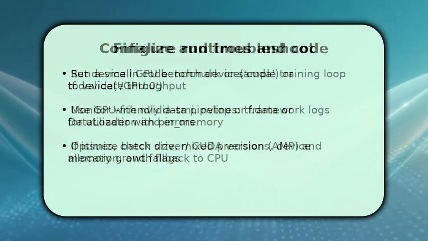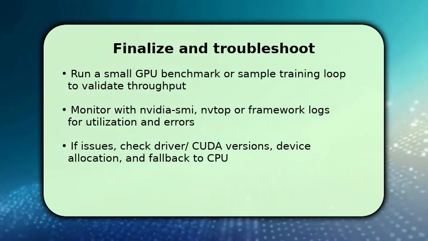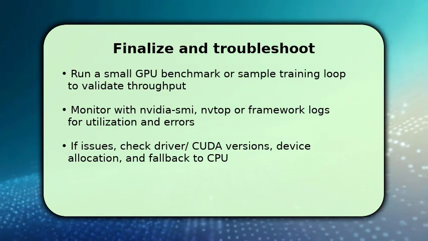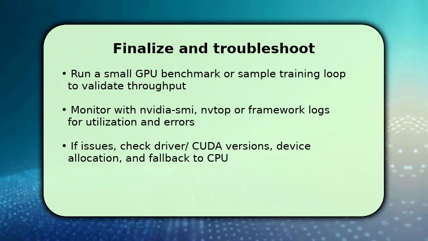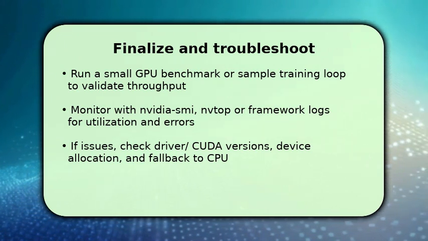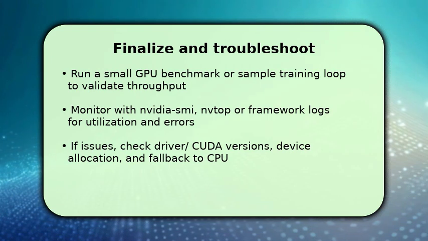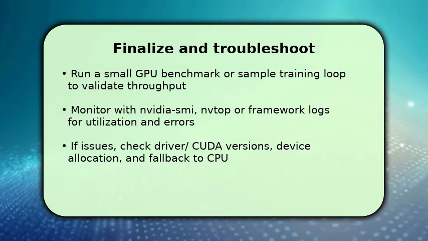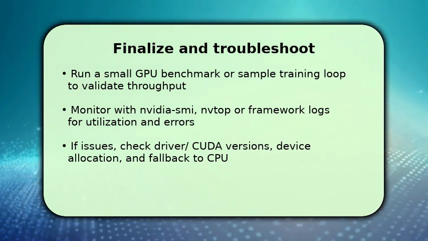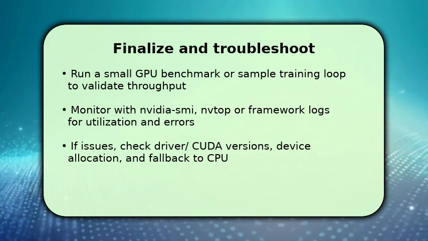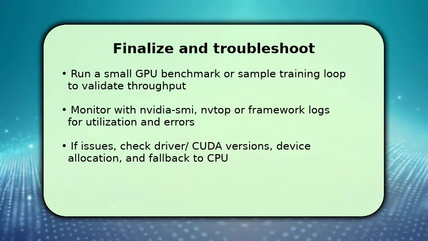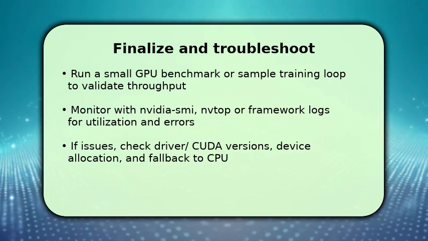You finish by validating and monitoring. Run a focused benchmark or a short training step to confirm GPU utilization. While it runs, watch nvidia-smi or nvtop and framework logs to ensure high compute and low CPU-bound stalls. If the GPU isn't used, check common problems: mismatched CUDA/driver versions, forgetting to move model or data to the GPU, or hitting memory limits. If needed, reinstall matching runtimes or enable verbose device allocation logs. That single troubleshooting step often reveals the root cause.